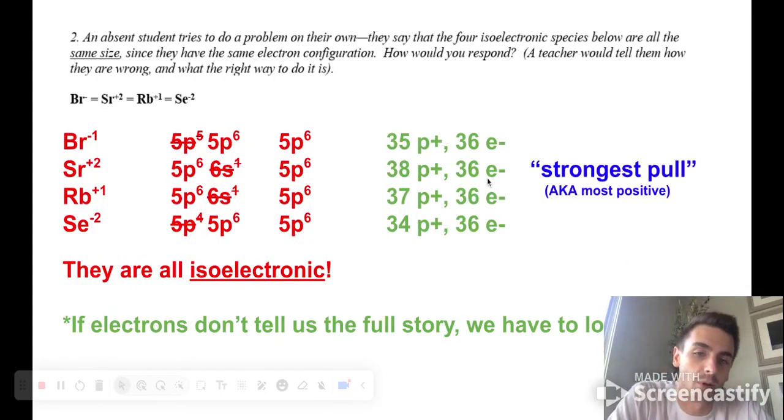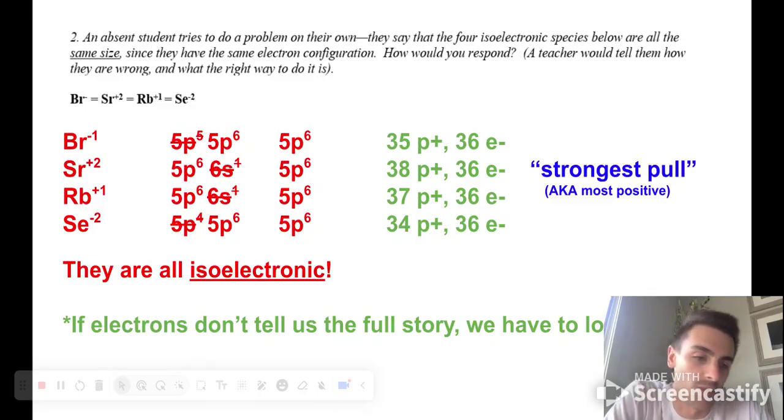So if we go look at those protons, we've got to make sure we go: bromine has 35 pulling on 36. Strontium has 38 pulling on 36. Rubidium has 37 pulling on 36. And selenium has 34 pulling on 36. Again, 36 electrons, showing again that they're all isoelectronic.